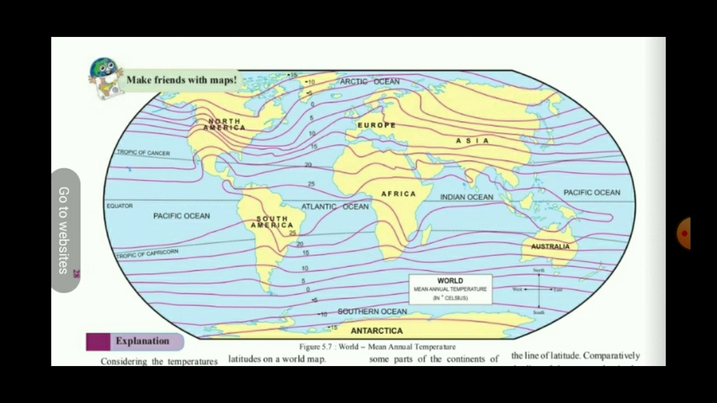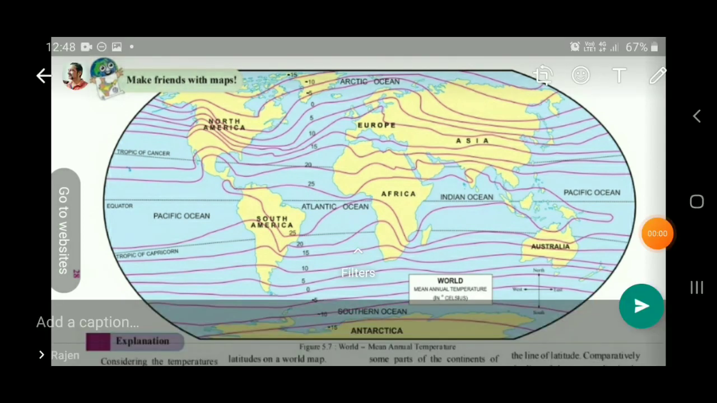We come to a very important part of the lesson. Here in the figure 5.7, you can see the world annual temperature. We come to the very important part of this chapter. Figure 5.7 shows the world mean annual temperature. I have told you that isotherms are the lines on the map joining areas having the same temperature. So, this map shows areas of the same temperature being joined by the isotherms.